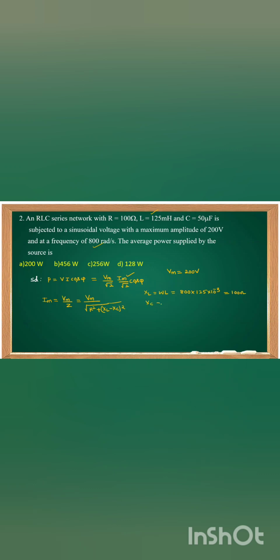Calculate XC. XC equals 1 by omega C, 1 by omega. Omega is 800 radian per second. How much capacitance? 50 microfarad. Please simplify this. How much XC did you get? This XC you can get nearly equal to 25 ohms. Clear?